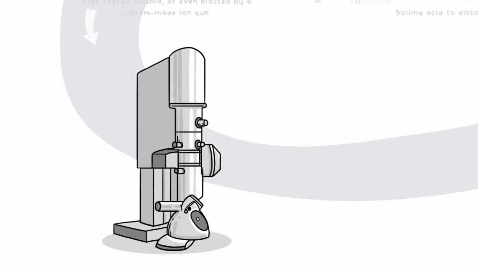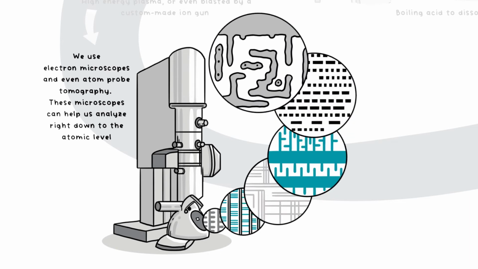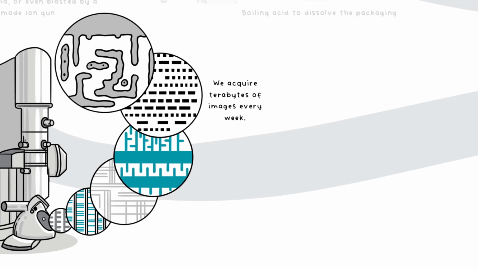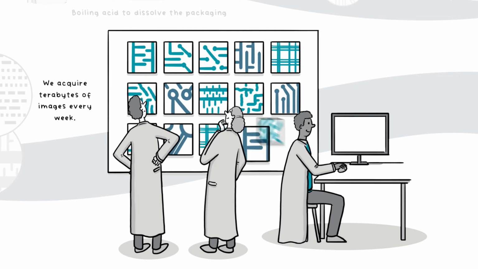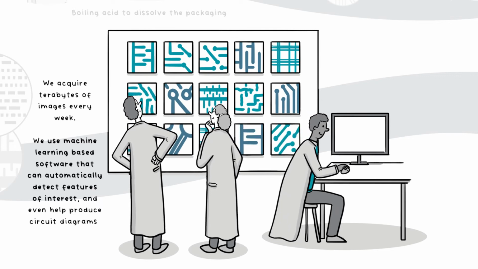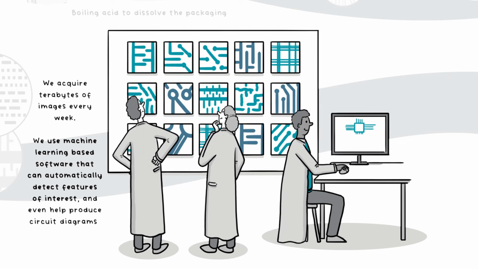We use all manner of microscopes to analyze these tiny structures, from transmission electron microscopes to atom probe tomography. These microscopes can help us analyze right down to the atomic level. We acquire terabytes of images every week. And although our analysts are really good, they often get some help from our machine learning-based software that can automatically detect features of interest and even help produce circuit diagrams that map out how a chip was designed.